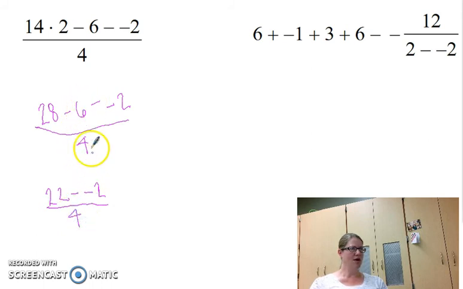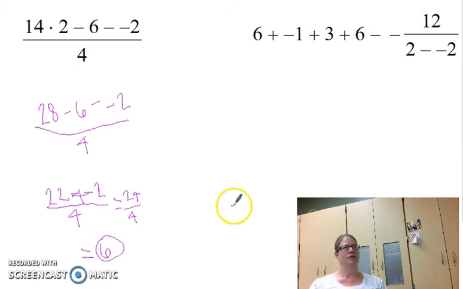Now, a lot of people want to get in a hurry, and they just want to do a bunch of these in their head, and that's fine. But I find that if you write down each step, you're much less likely to make mistakes, especially when there's a bunch of different signs and things here. Again, 22 minus negative 2, if I subtract a negative, that becomes positive. So 22 plus 2 on the top is going to be 24. And on the bottom, I have the 4. So now I can go ahead and divide. 24 divided by 4 is 6. Okay, so that one would be 6.